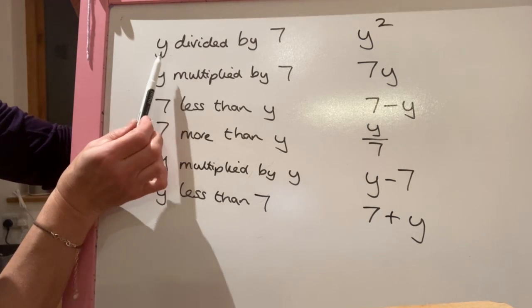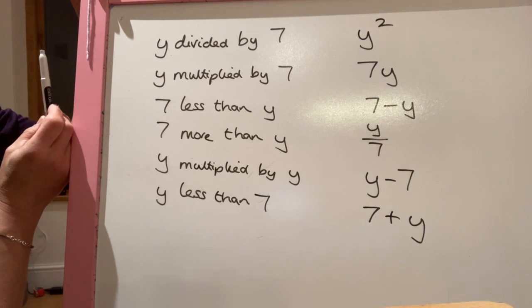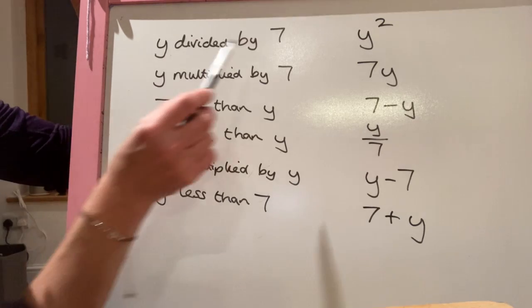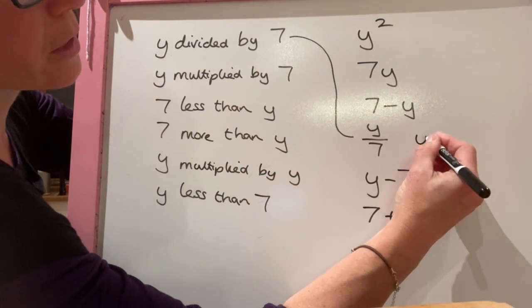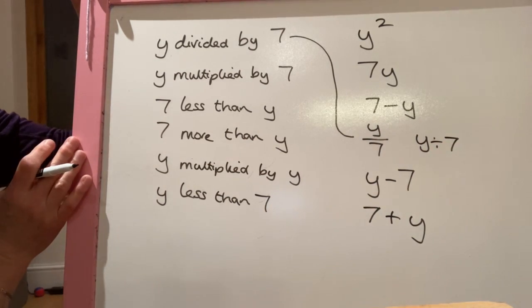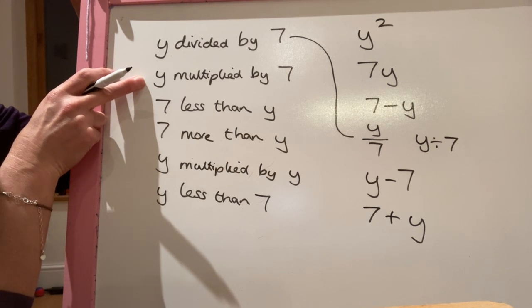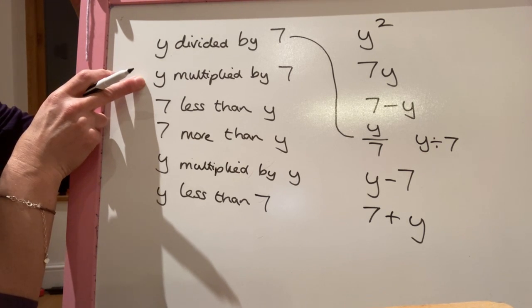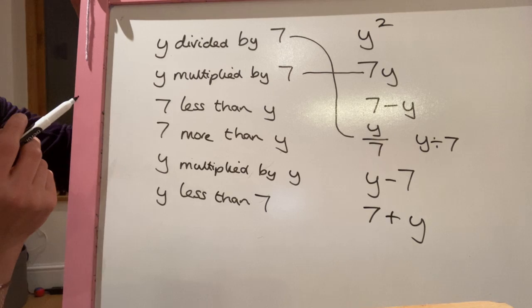So, can you see which one it matches to? Y divided by 7 is in that fraction form, Y over 7. Of course, you might see it like that, but this is the more common format. How about Y multiplied by 7? Remember that default, you don't need that multiplication symbol. So where we've got a Y and a 7 together, straight across, there it is.